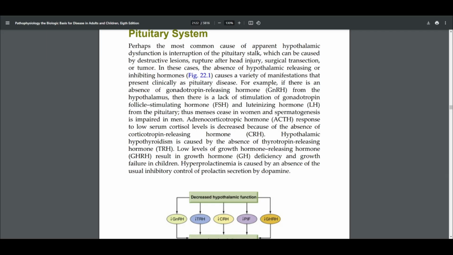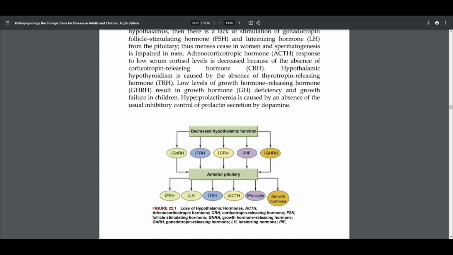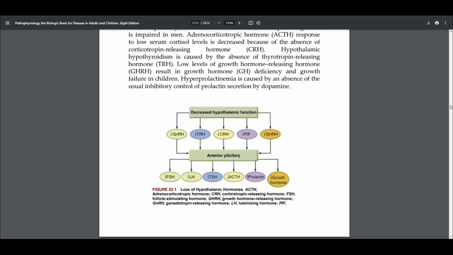Adrenocorticotropic hormone response to low serum cortisol level is decreased because of the absence of corticotropin-releasing hormone. Hypothalamic hypothyroidism is caused by the absence of thyrotropin-releasing hormone. Low levels of growth hormone-releasing hormone result in growth hormone deficiency and growth failure in children. Hyperprolactinemia is caused by an absence of the usually inhibitory control of prolactin secretion by dopamine. So here we see the loss of the hypothalamic hormones.